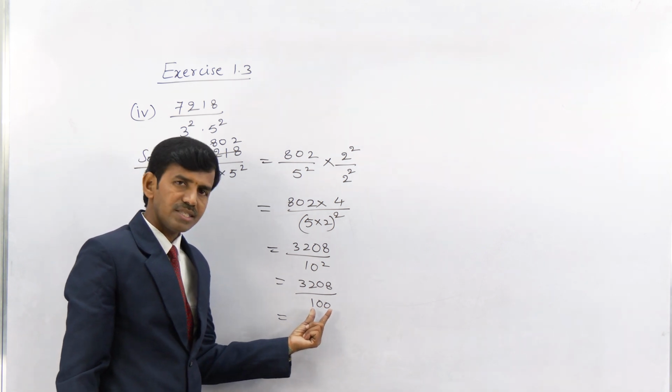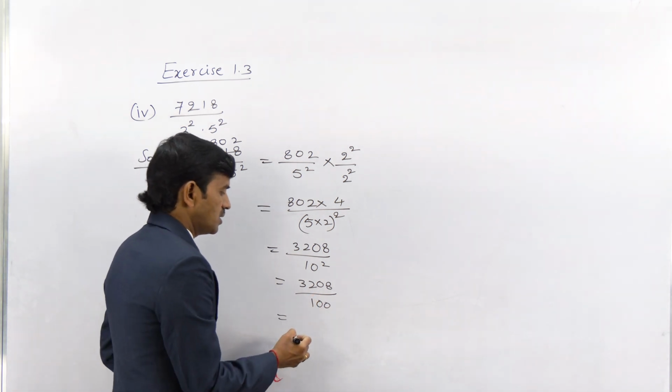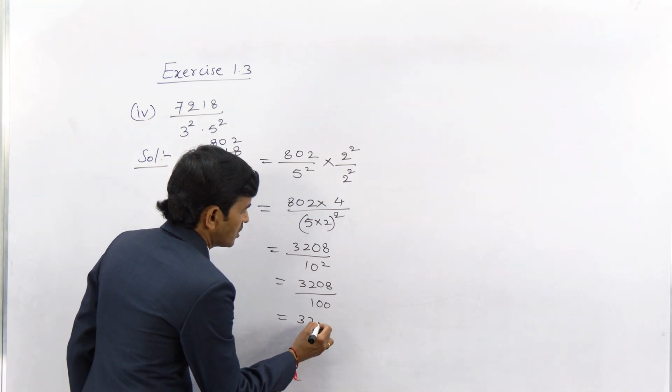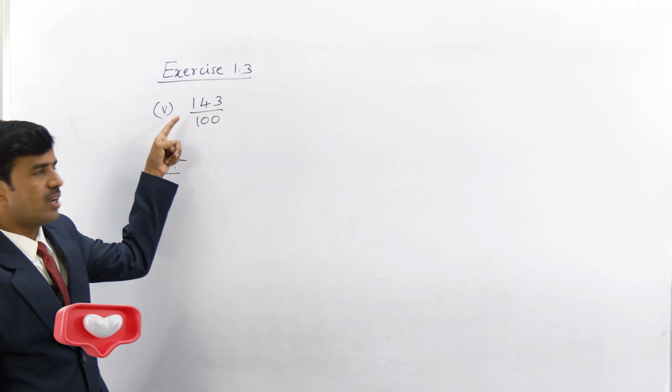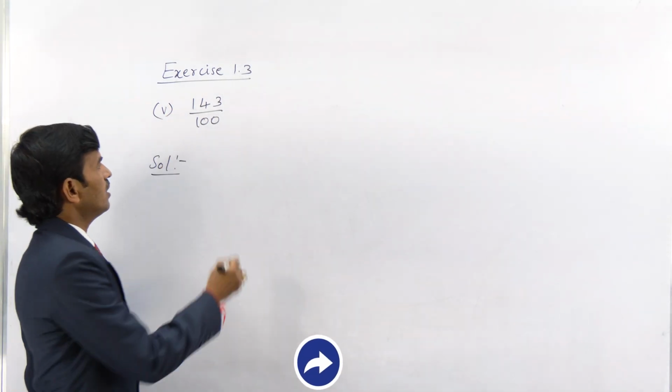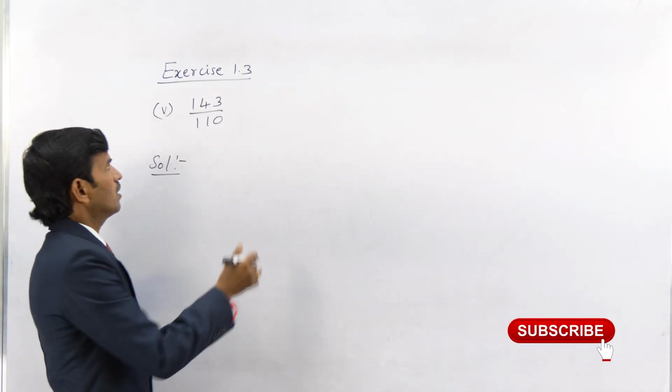As the denominator consists only of 2 zeros, its decimal form is 32.08. Next, question: 143 by 100. The given rational number is 143 by 110.